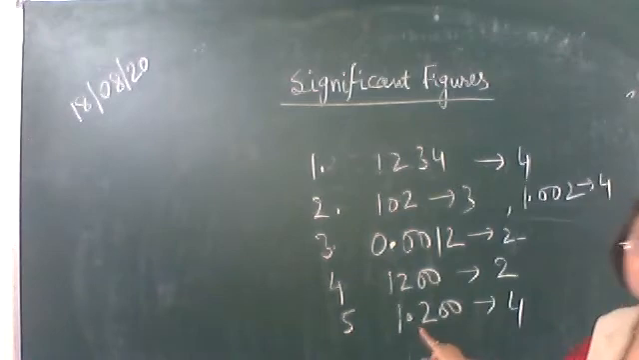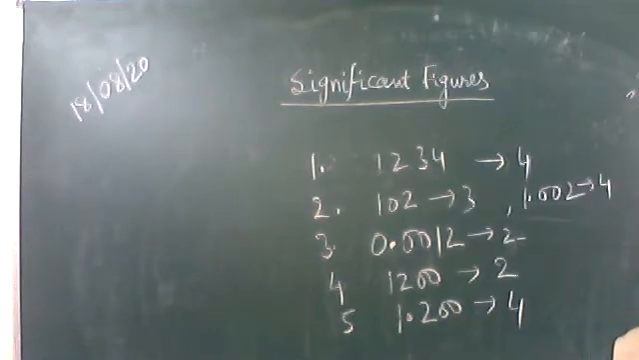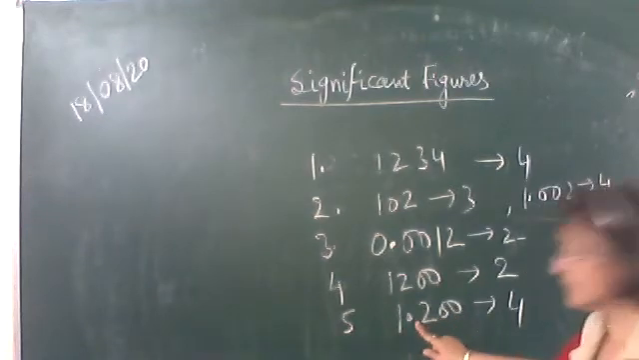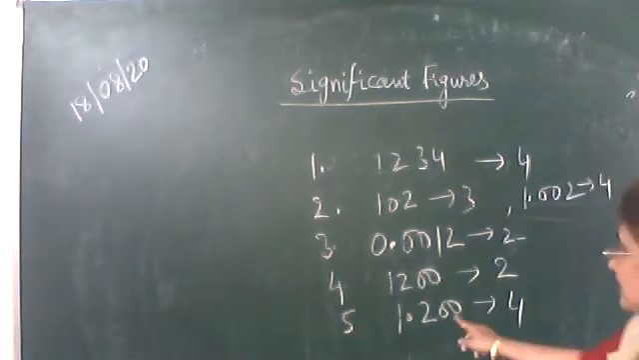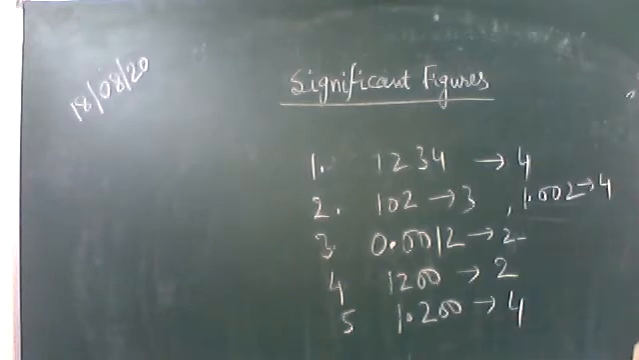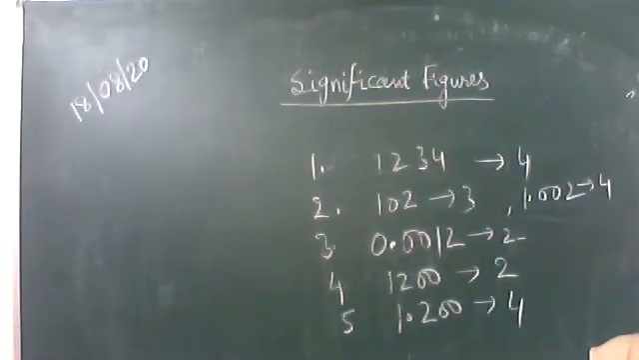Then the next rule states that if there is a decimal in the measured value, then the last zeros will be considered significant. As there is a decimal, all the trailing zeros, the zeros at the end, will be considered significant. So the number of significant figures here is 4. Also, if you take the value in any system, the number of significant figures will remain the same.